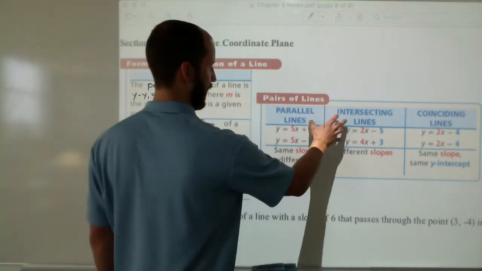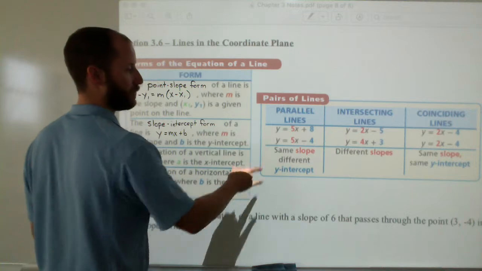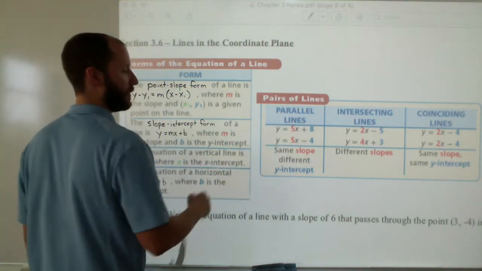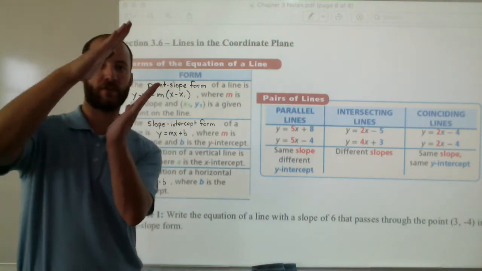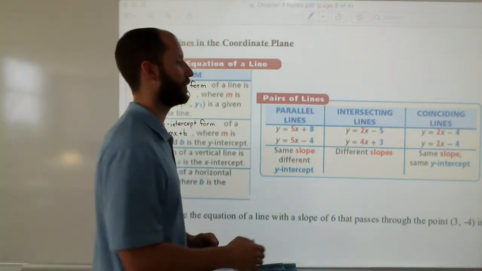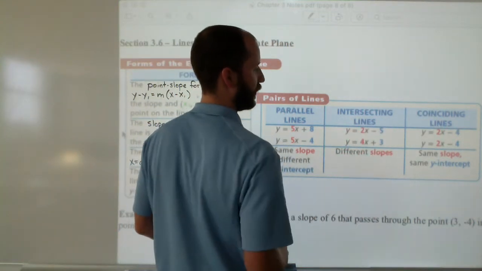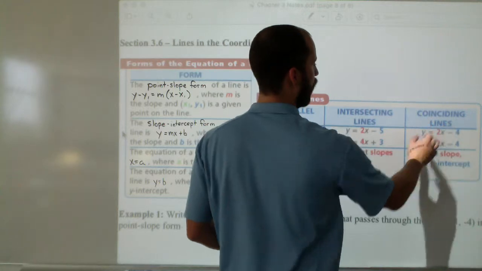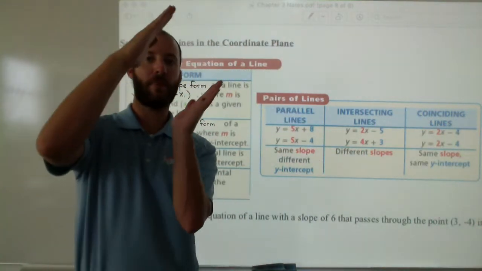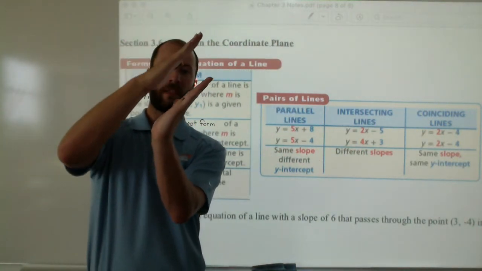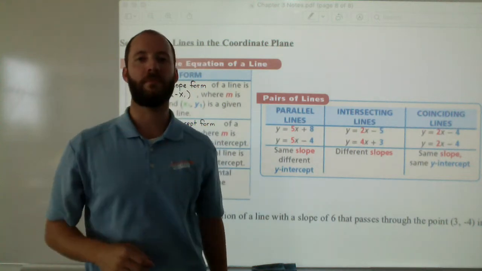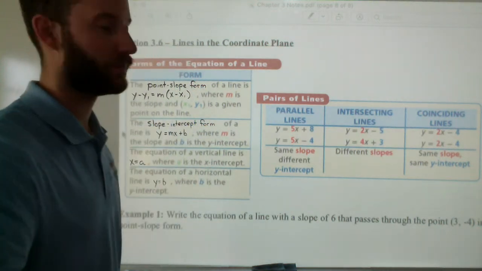Over here, looking at pairs of lines, we'll have parallel lines. Parallel lines have the same slope, but different y-intercepts, so they are vertically separated from each other. Intersecting lines have different slopes, and then coinciding lines, they are parallel, they have the same slope, but they also have the same y-intercept, so they map right on top of each other.